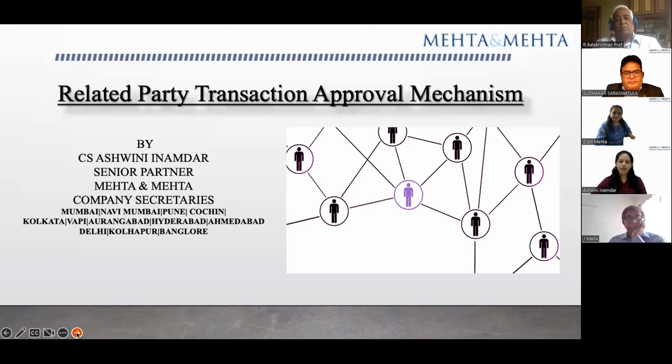We have in our previous 2 webinars extensively spoken about related party, who is a related party, what are the related party transactions. Now, the most important aspect of any related party transaction is the approval mechanism. That is where most of the queries come from, like how to approve, who are the approving authorities and everything. So today we'll be speaking specifically on the approval mechanism under Companies Act and under LODR regulation. So I've bifurcated both these regulations for ease of understanding.